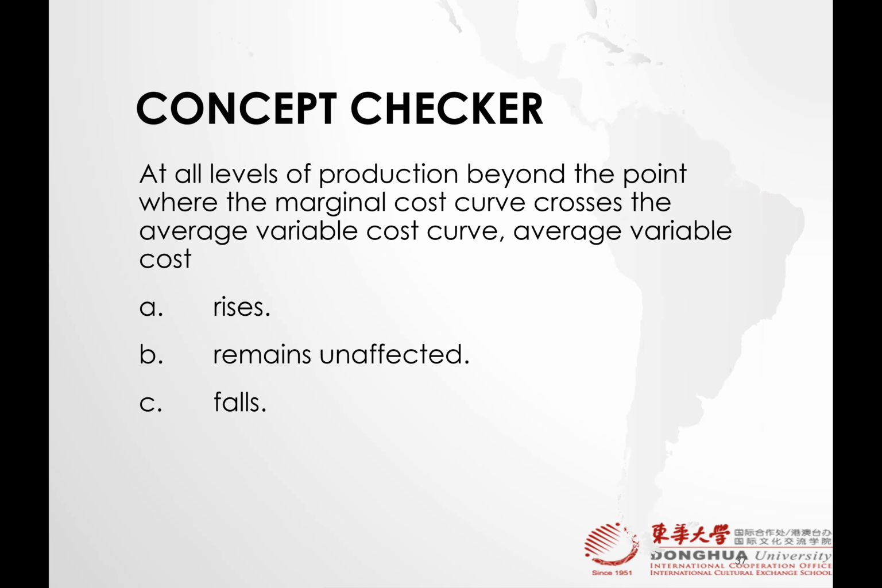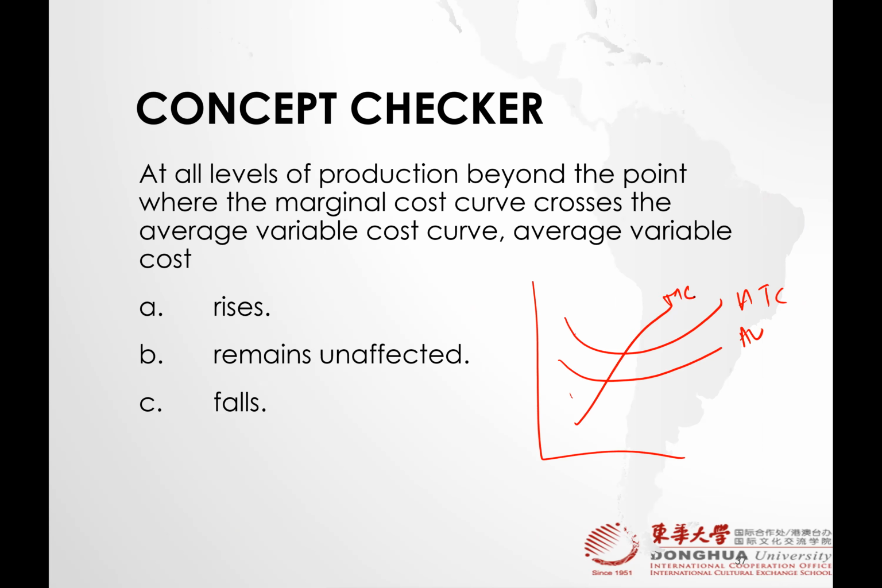Let me read that. At all levels of production, beyond the point where marginal cost curve crosses the average variable cost curve, average variable cost, look at your drawing. Are we talking about the left-hand side or right-hand side? Or you can draw. Average variable cost also is like that, but below the average total cost. So this is the MC. So which part we are talking about? Are we talking about the right-hand side or left-hand side?